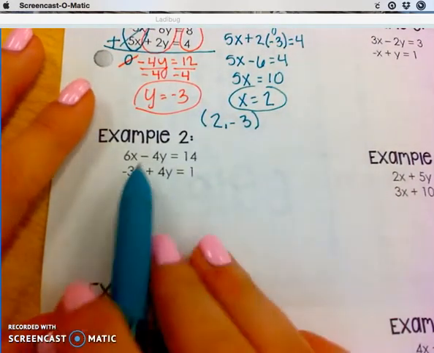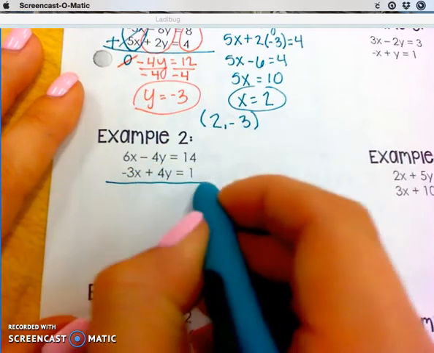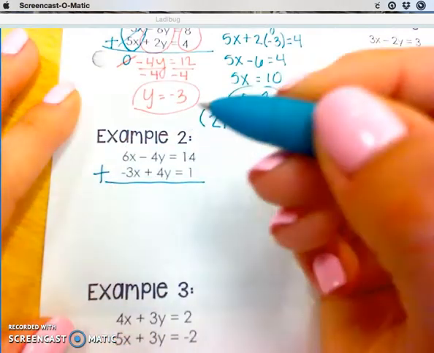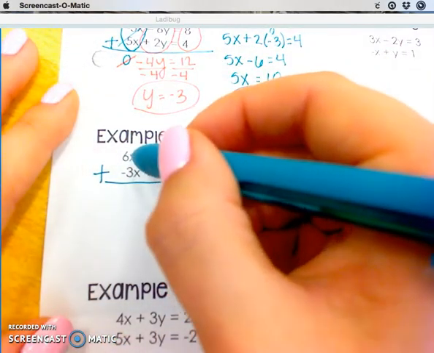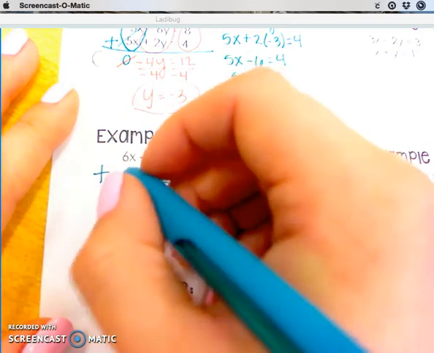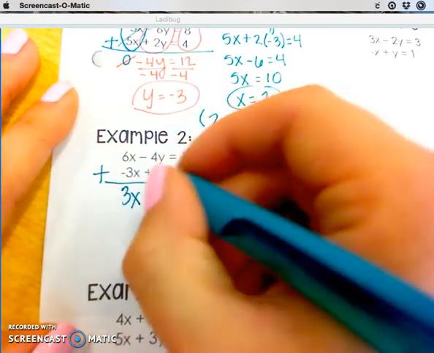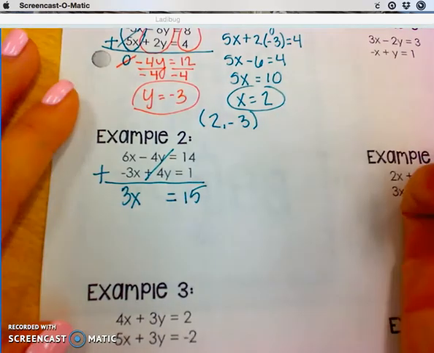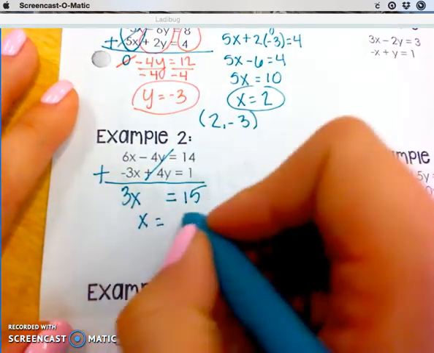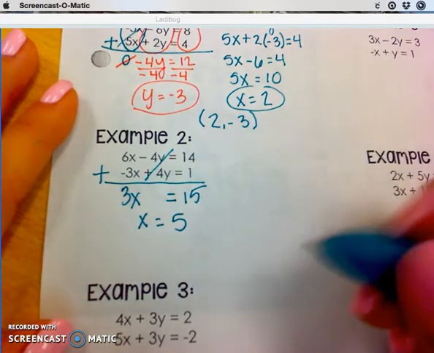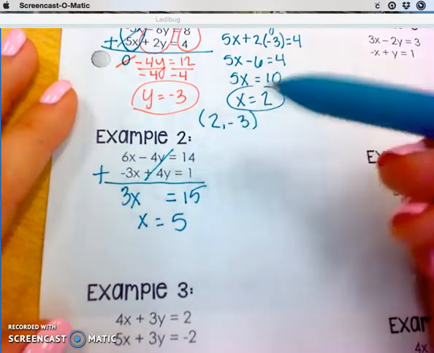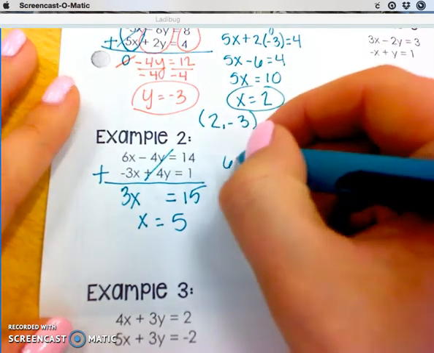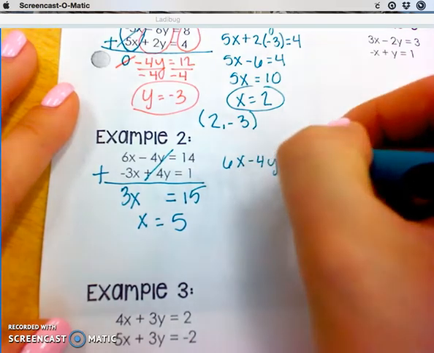Example 2. I have to look to see if any of my variables will cancel. Yes, this negative 4 and 4 will cancel if I add them. So 6 plus negative 3x is 3x. This cancels. 3x equals 15. Divide by 3, x is 5. I can plug it back into either equation. It does not matter which one. I'm going to plug it into the top one. 6x minus 4y is 14.